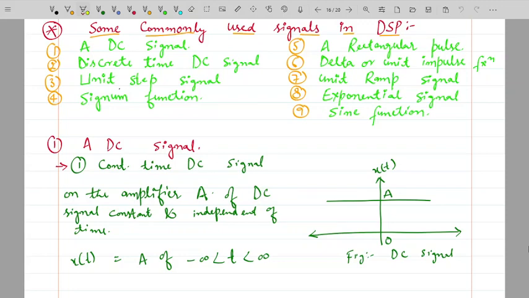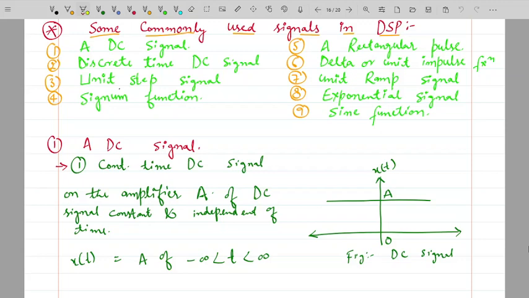So in this video lecture we will discuss some commonly used signals in DSP, digital signal processing. What are some signals that are commonly used in digital signal processing or signals and systems? There are 9 signals.